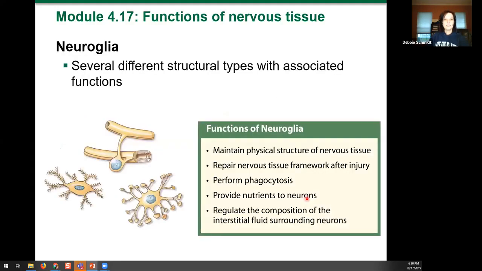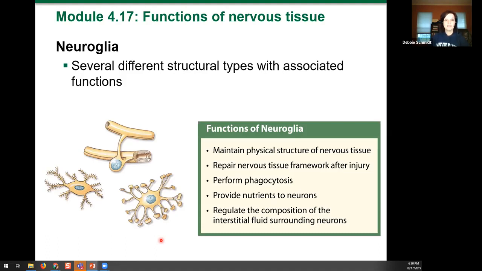Okay, and then neuroglia are much, much smaller. There are several different kinds, and we're not going to get into the functions of each and every one, but like I said, they're going to do some of the housekeeping. They're going to help provide neurotransmitters. They're going to clean up the garbage. They're going to help check and bring nutrients to the neurons. They're going to regulate the external environment and maintain the physical structure of nervous tissue.